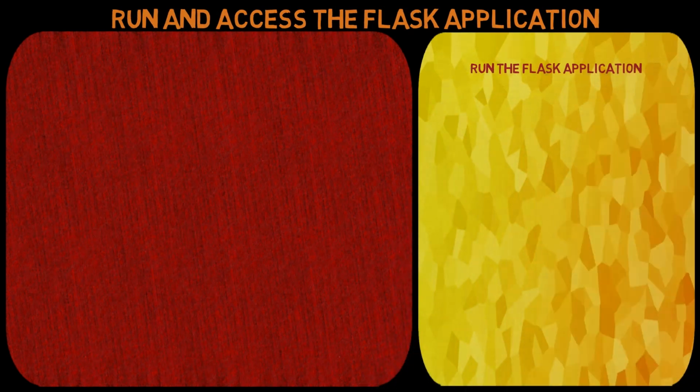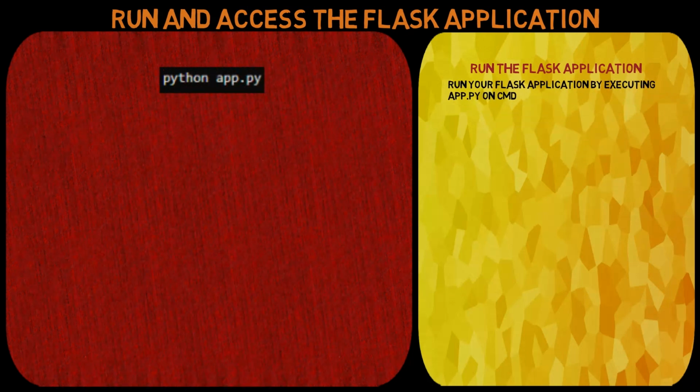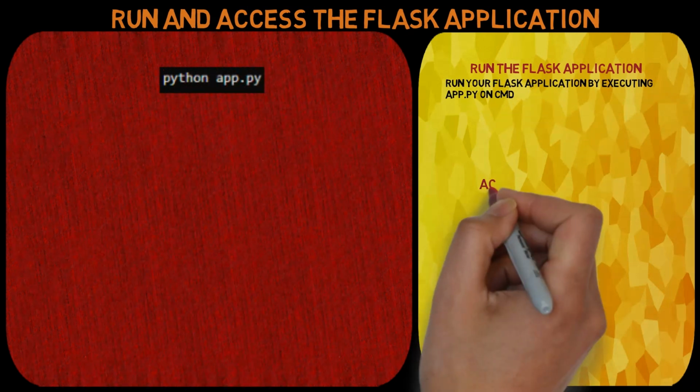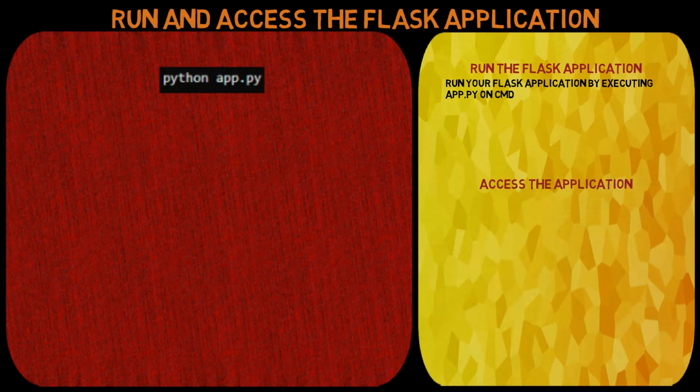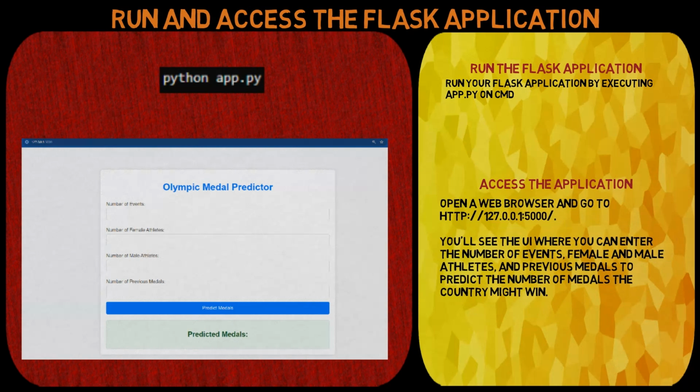Running the Flask application. Now let's run the Flask application by executing the script in your terminal. Once running, open a web browser and go to http://127.0.0.1:5000/. Here you'll see the UI where you can enter the number of events, female and male athletes, and previous medals to predict the number of medals the country might win.